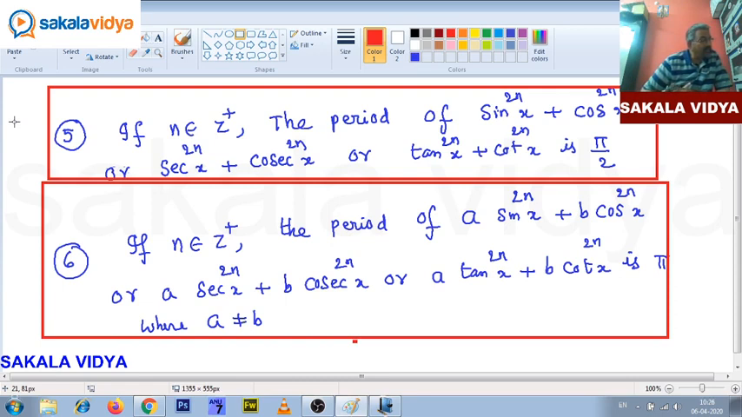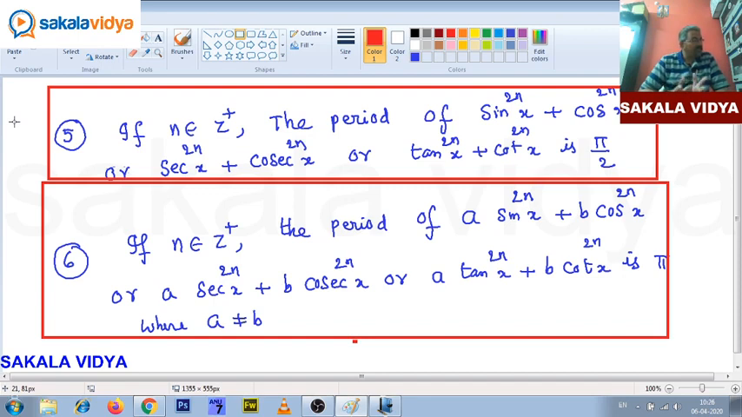Sir, what is anti-periodic and what is the condition? Very good question, Behra. I am going to discuss what anti-periodic means. In the basic definition we have already discussed, if f of x plus p equals f of x, then it is periodic. If f of x plus p does not equal f of x, then it is called anti-periodic, that condition.